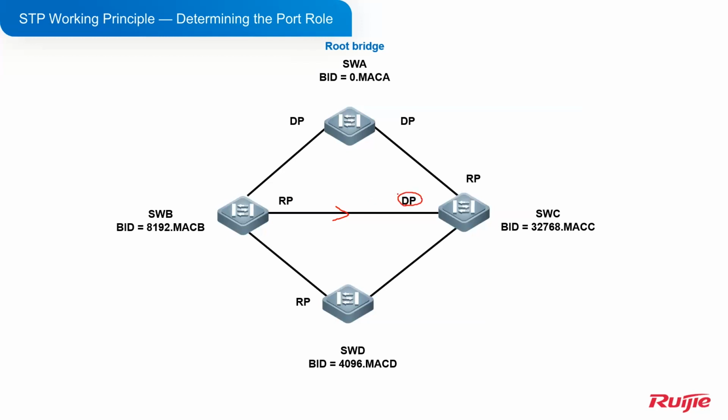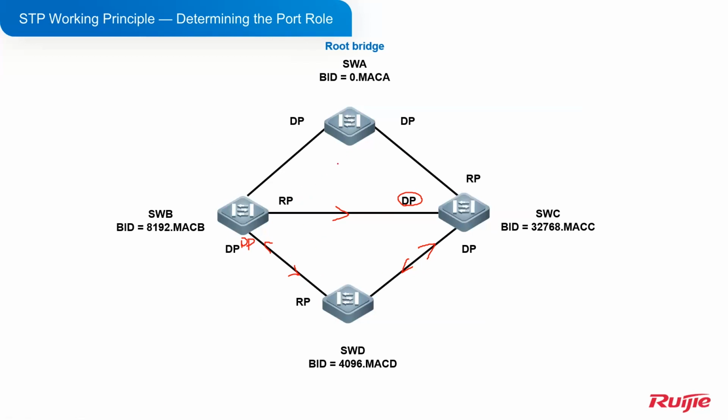So we still have two links left. Let's see, on the link between SWC and SWD, which port is the DP? It's the same, compare the RPC, the bridge ID, the port ID. So the port on SWC is the DP. And on the link between SWB and SWD, see, this is the RP, and after comparing the parameters, this is the DP. This is a DP.